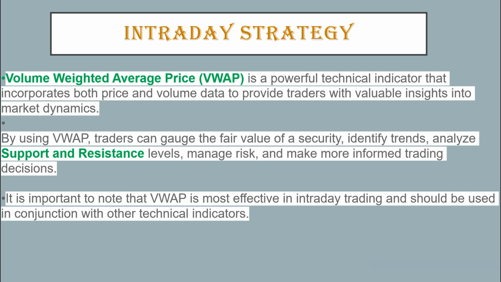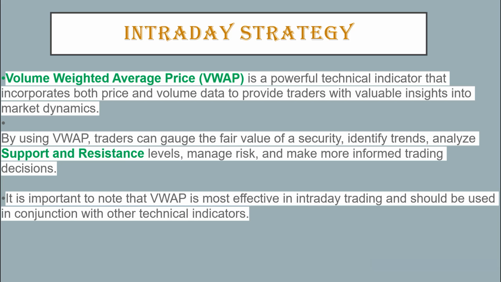The next indicator we are going to use in our strategy is VWAP, that is volume weighted average price. It is a powerful technical indicator that incorporates both price and volume data to provide traders with valuable insights into market dynamics. By using VWAP, traders can gauge the fair value of a security, identify trends, analyze support and resistance levels, manage risk, and make more informed trading decisions. It is important to note that VWAP is most effective in intraday trading and should be used in conjunction with other technical indicators to get a good strategy.